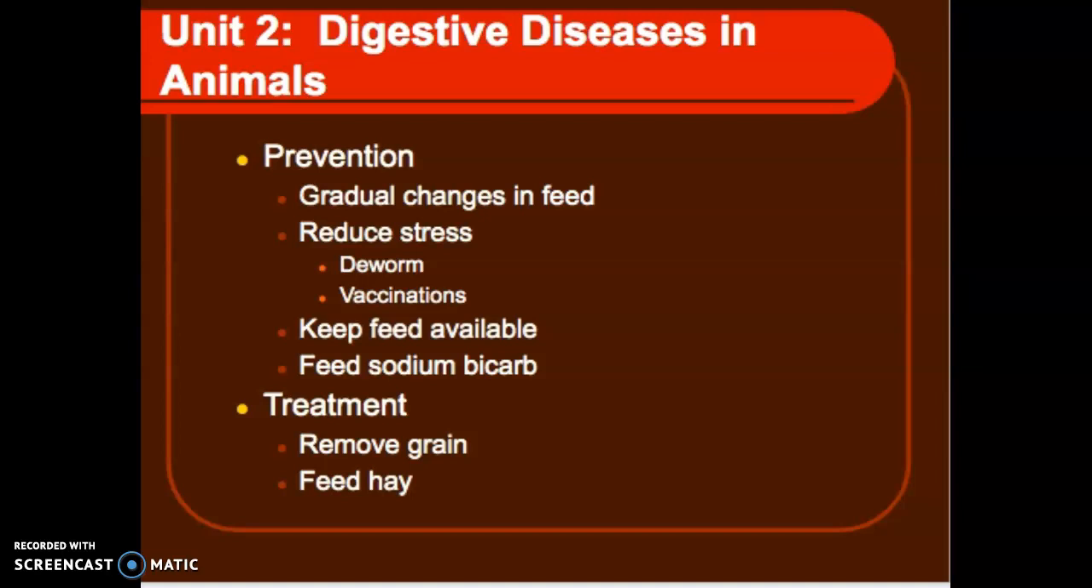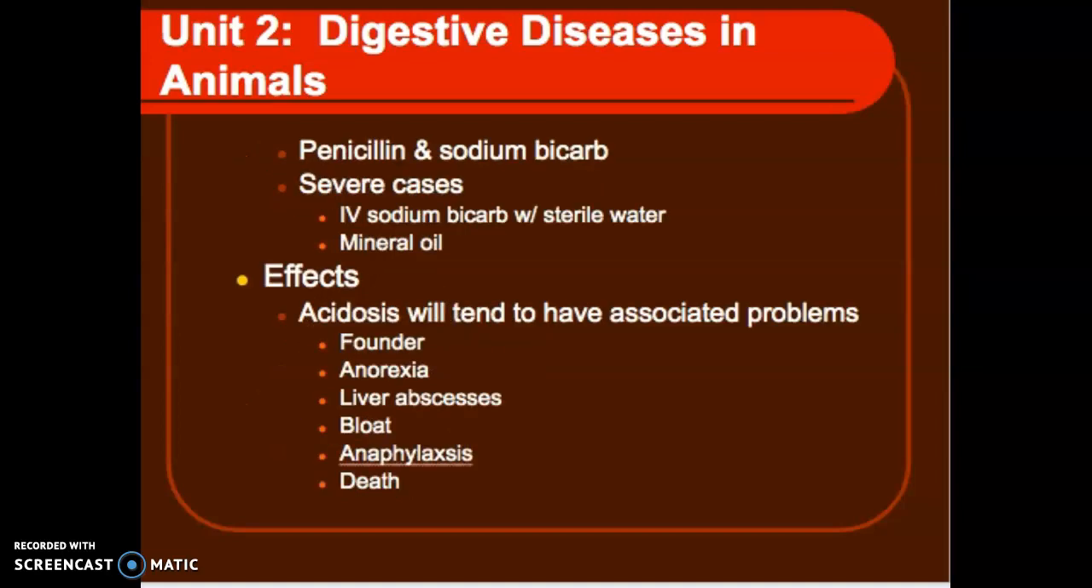Treatment methods: get them off the grain, feed some hay, adjust that diet. Again, some preventative penicillin is usually pretty nice. If you get to severe cases, you might have to go to something like mineral oil and IV sodium bicarbonate. Get your veterinarian involved in the treatment protocol there.